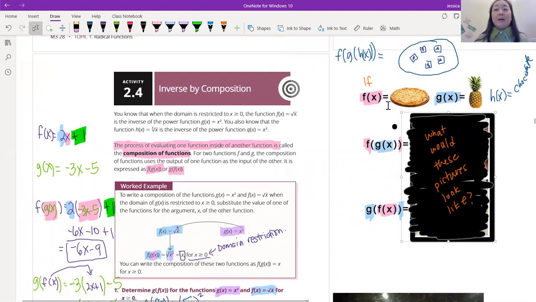So if f of x is pizza, and g of x is pineapple, we're going to combine these. Inside of f of x, we're going to put in g of x. You see the coloring? So g of x is on the inside, and outside of it is f of x. So what are we putting inside? What is the x for f of x? It's the g of x. Okay, so what would that look like?